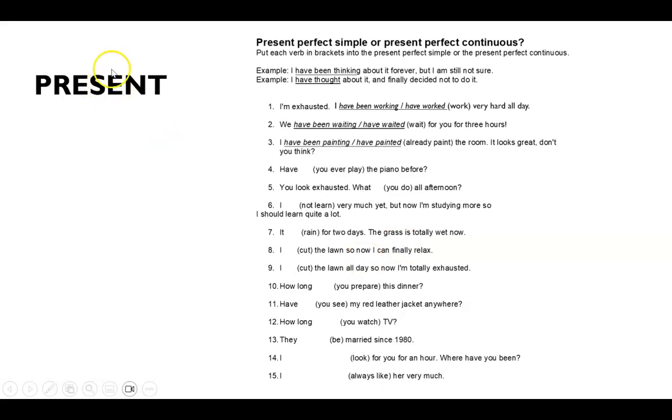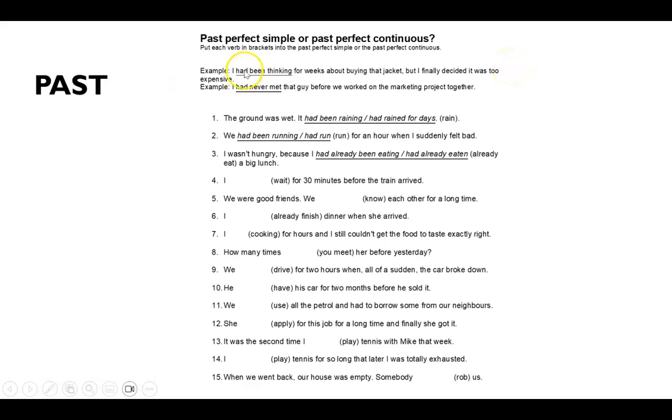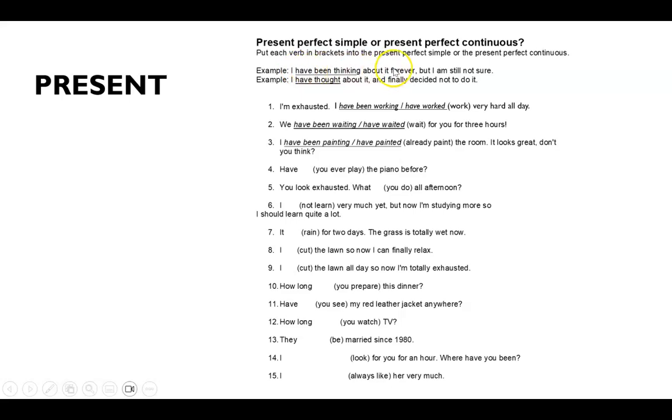Okay. Here we're looking at the present. Again, we're talking about perfect and continuous. How do we know it's the present? Well, because you have. That's a present tense. I've been thinking about it forever, but I'm still not sure. Do you see the difference here? Here it's about all in the past. Here it's about the present. I'm still not sure right now in the present. And that's the continuous. I've thought about it and finally decided not to do it.